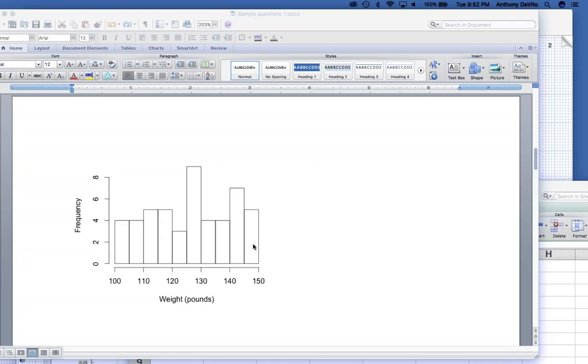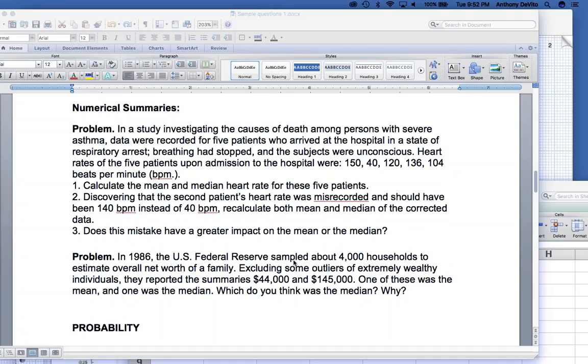And what's the probability that those 20 people would weigh more than 140 pounds? Well, 12 people weigh more than 140 pounds. So 12 out of 20 is going to be 60%. Would be 60% of the people. The probability is 60%.